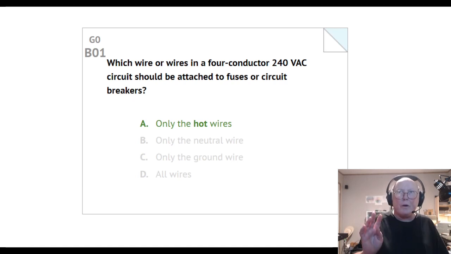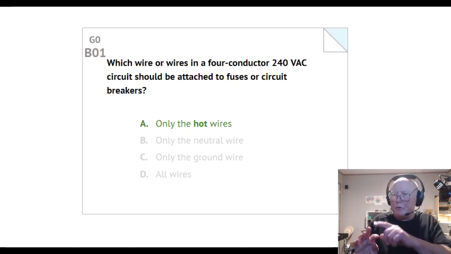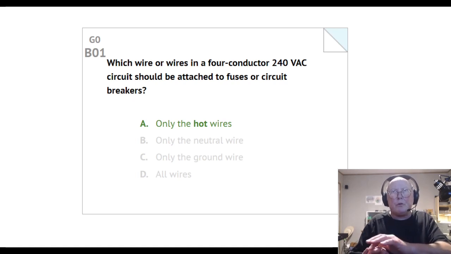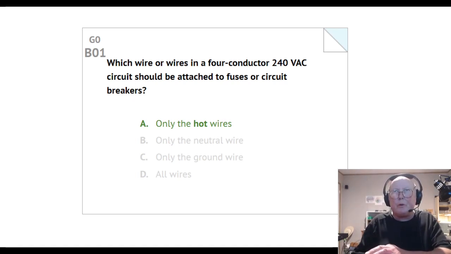There's a ground, there's a neutral, there's a hot, and there's a hot. One hot wire is 120 volts, and the other one is 120 volts. You add them together, you get 240 volts. So that's the way that works.